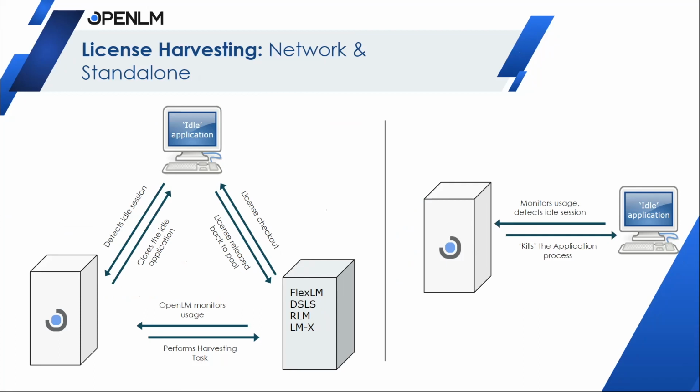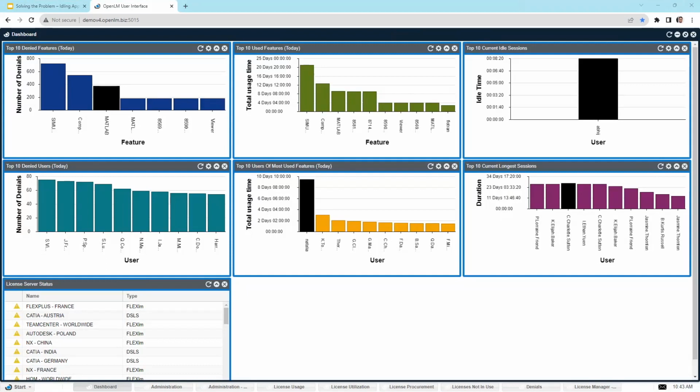OpenLM supports license harvesting for different types of applications, whether network license based, standalone, or named user. The OpenLM system checks if the application is idle as per the configuration done by the license administrator in OpenLM Easy Admin. For the individual application, it harvests the idle license using these methods. Similarly, standalone or node-locked applications, which could be using key-based activation licenses, can also be harvested if found to be idle.